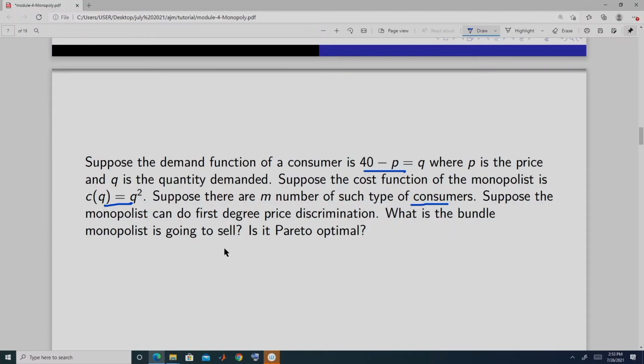Now, here all the persons are similar, so it can charge different unit price to different amount of unit that it is selling. So, in this case we have seen that the monopolist is actually doing a kind of bundling. What is the bundle the monopolist is going to sell, and is it Pareto optimal? Okay.